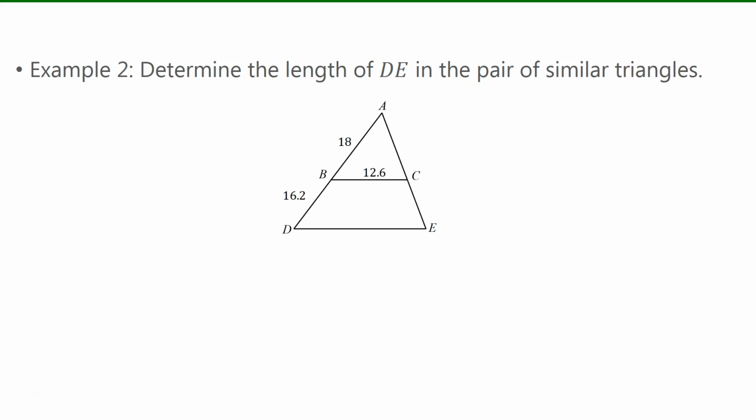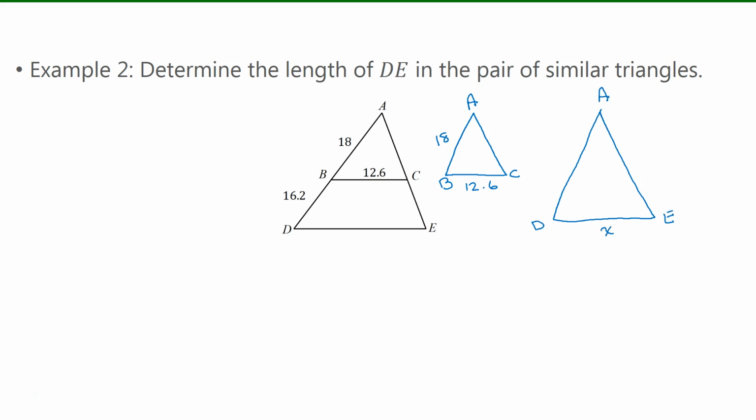Now for example 2, we have to determine the length of DE. So I'm going to suggest breaking this diagram apart and drawing two triangles. So I'll draw the smaller triangle, ABC, where this is 18 and this is 12.6. And then I'll draw the larger triangle, ADE, where I'll call this side X because that's what I'm looking for. And then AD is going to be the sum of 18 and 16.2, which is 34.2.